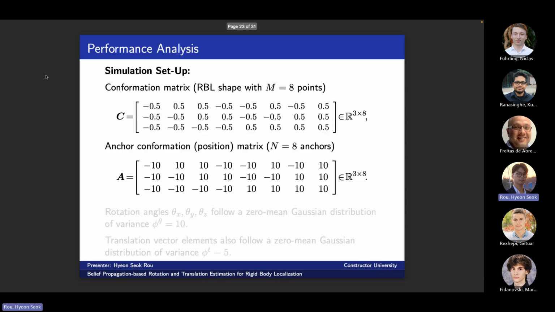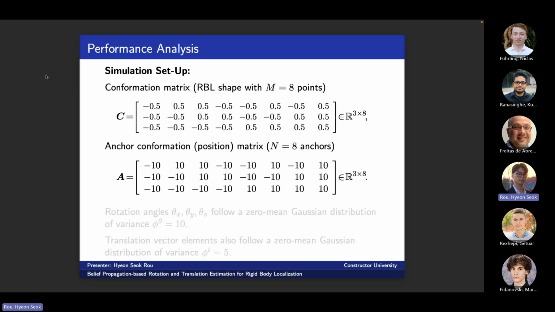So in light of that, we finally present some performance analysis. First, the simulation setup that we've leveraged in the paper is using 8 points for both the rigid body and the anchors. So the conformation matrix, which denotes the position of the rigid body shape, is given by the cube.